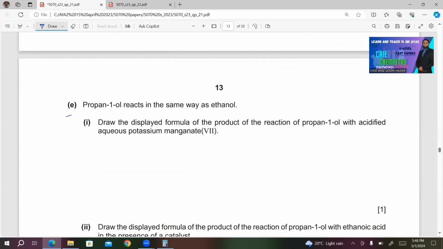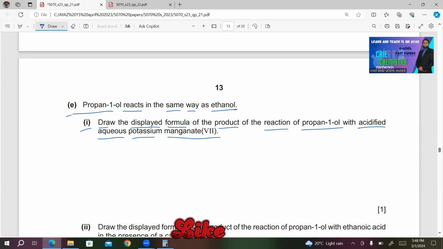Number E, propane-1-ol reacts in the same way as ethanol. 1. Draw the displayed formula of the product of the reaction of propane-1-ol with acidified aqueous potassium manganate(VII). Now, when you react ethanol with acidified aqueous potassium manganate(VII), what will happen? It will oxidize this into carboxylic acid.